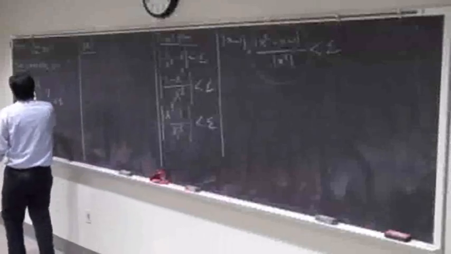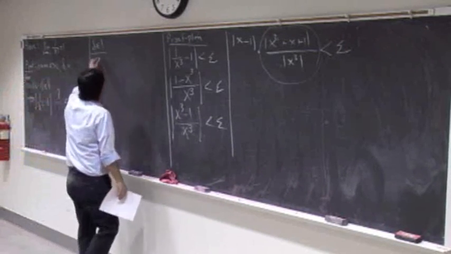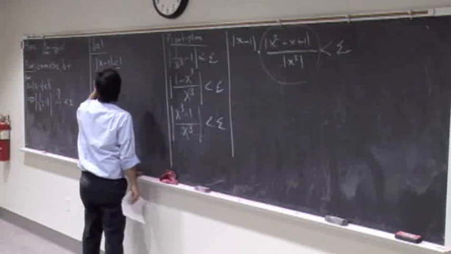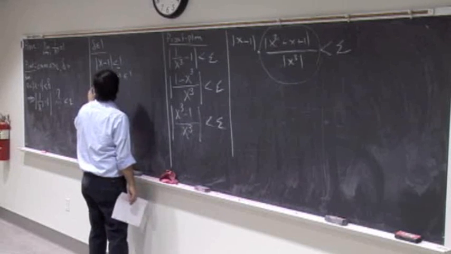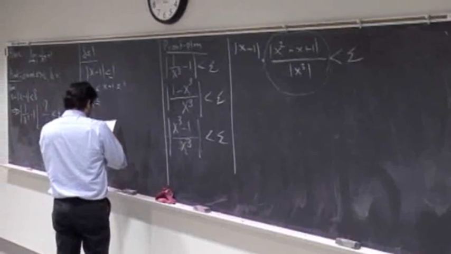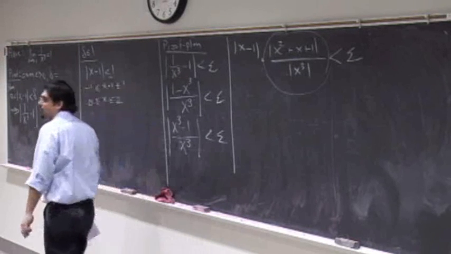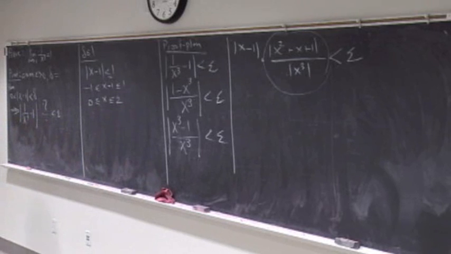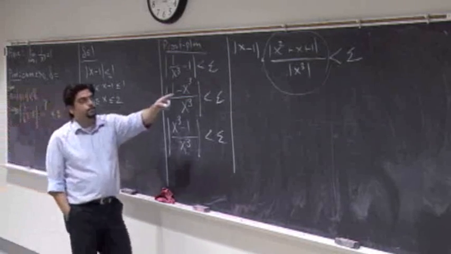Start from here. So delta less than 1 means you want |x minus 1| to be less than 1, right? So that tells us that x is between 0 and 2. Right? Does that make sense? That's a problem. That's a big problem. Why?